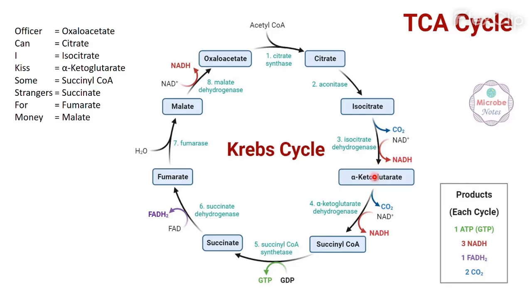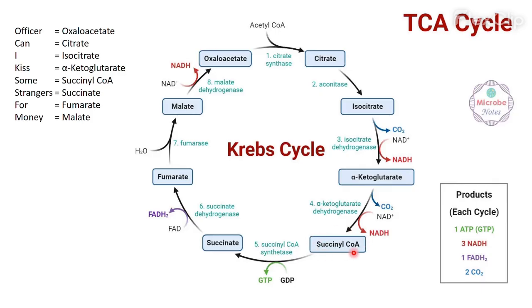Then this alpha ketoglutarate is converted to succinyl-CoA. This is another step that goes through oxidative decarboxylation. That is, a carbon dioxide is removed and a hydrogen atom is also removed by NAD. As I said earlier, whenever you see a dehydrogenase enzyme, that means it is taking away a hydrogen atom from the substrate. Here, the hydrogen atom is taken up by the NAD to produce NADH from the alpha ketoglutarate and to produce succinyl-CoA.